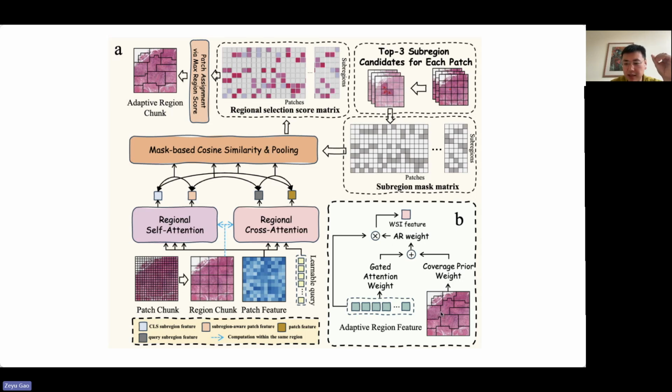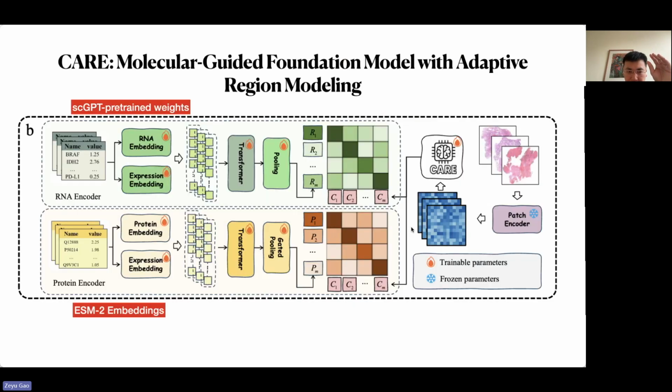So at the end, we have the adaptive region, we have the adaptive region embedding. We use the same way as SMMILe did. We use aggregation across all the regions into the slide. So from the patches to the adaptive regions, from adaptive regions into the final whole slide image feature.